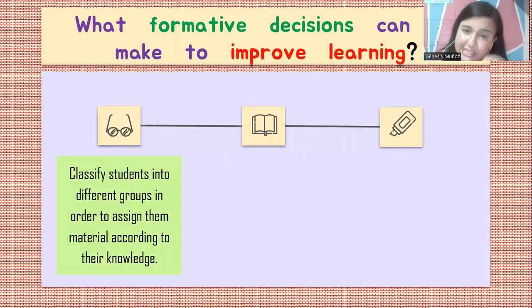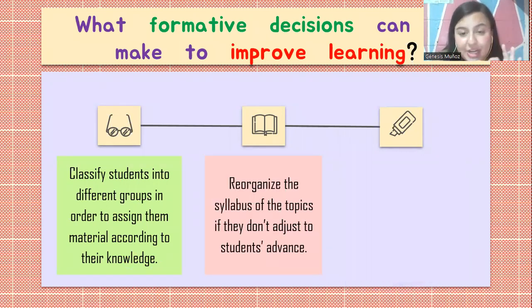What formative decisions can we make to improve learning? We can classify students into groups in order to assign them material according to their knowledge. We can also reorganize the syllabus of the topics if they do not help students advance.